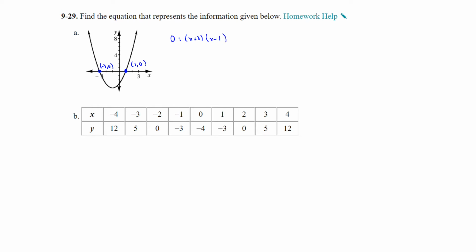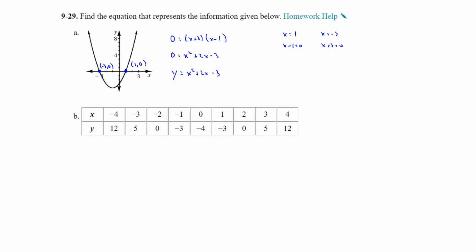Now where did those factors come from? Because my solutions are x equals 1 and x equals negative 3. So I needed to set them equal to 0 by subtracting 1 and adding 3. So that's where those came from. Then we can go ahead and multiply. That'll be x squared plus 2x minus 3. Once again, you can use the generic rectangle to determine that, or you can use the distributive property. So my equation is y equals x squared plus 2x minus 3.